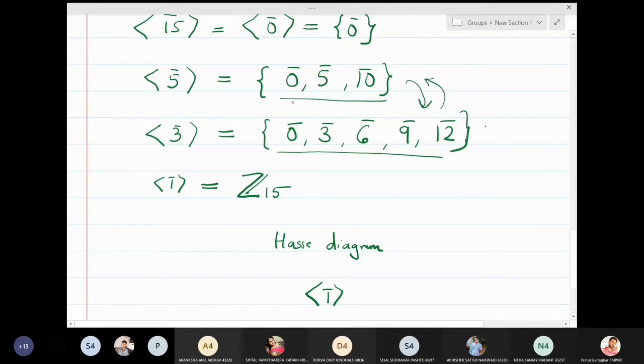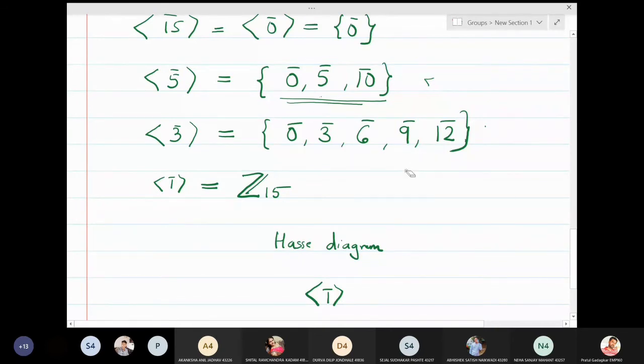This contains 3 elements, this contains 5 elements, but it is not the case that this is completely sitting inside that. It is not happening like this, right? So this 5 and 10 is not in 3, 6, 9, 12, and 3, 6, 9, 12 are not elements of the above subgroups. This means there is no connection between them, and therefore they are independent subgroups.